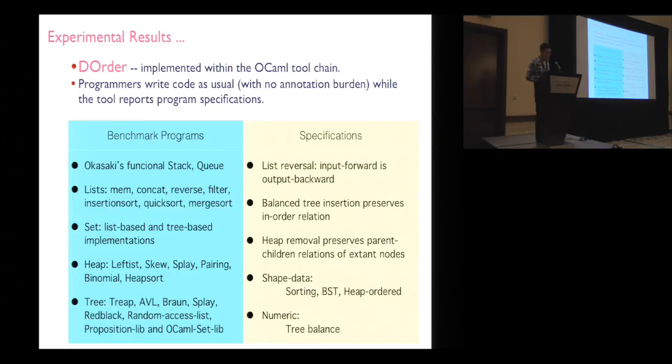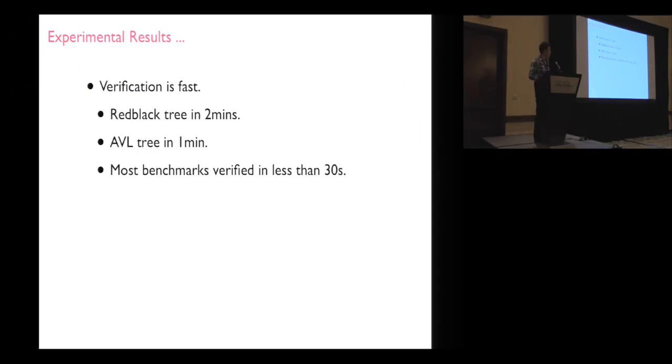We tested challenging benchmarks, including Okazaki's functional stack and queue, list routines, including classic list sorting algorithms, set implementations, and useful heap and tree implementations, such as AVL tree or red-black tree, and some widely used OCaml libraries. We synthesize a high-quality specification for all these benchmarks. Data specifications and numeric specifications proving that they are balanced and they are BST.